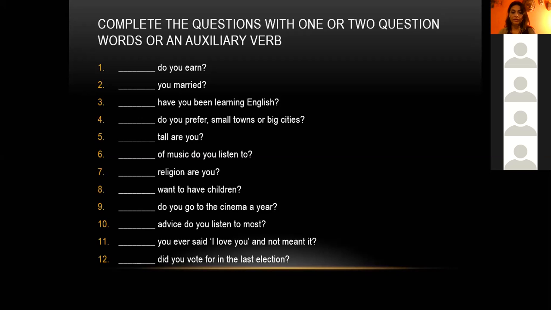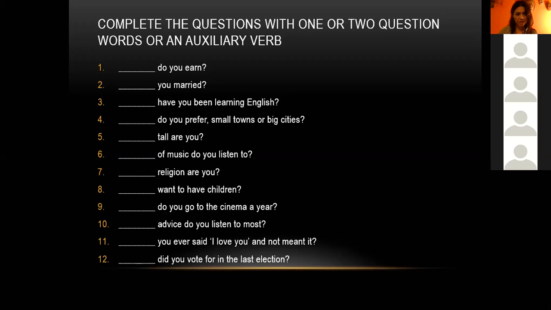Do you want to have children? Excellent. Number nine. When do you? Are you sure, Walter? Did you go? No. Where? No. How many? About. Casi. Ya está más tibio. How often? Very good. How often do you go to the cinema a year? Perfect.